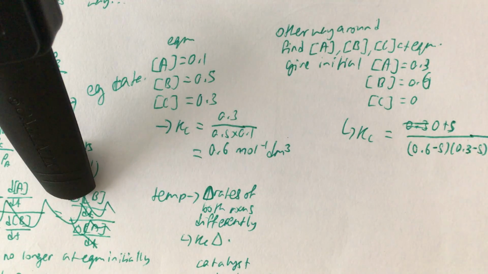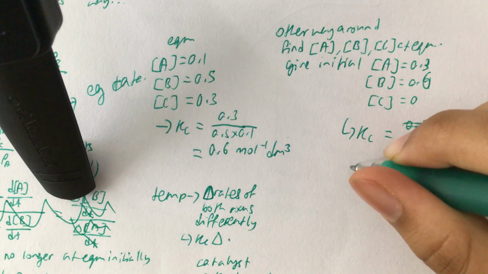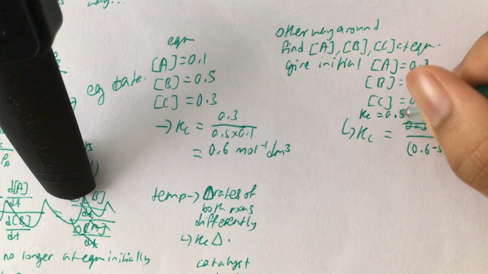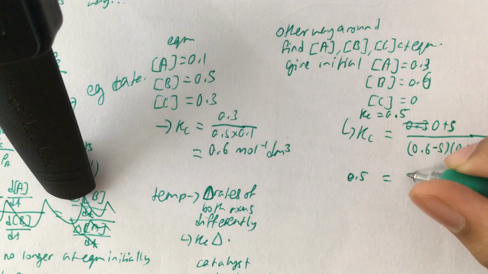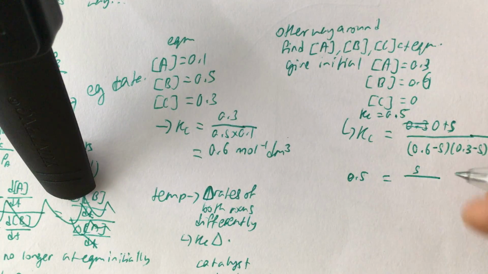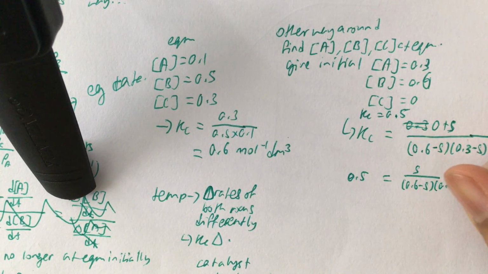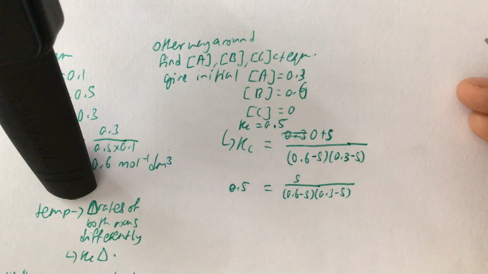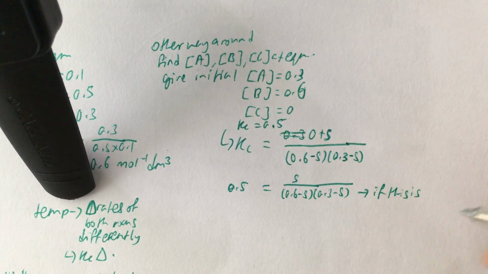So after that you translate this into a Kc expression. So at equilibrium the concentration is the original concentration of B plus S over the original concentration of A minus S. So in certain circumstances you can just use this to calculate what S is and then get the answer.